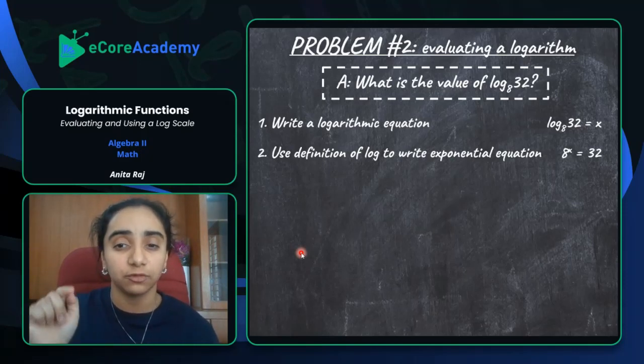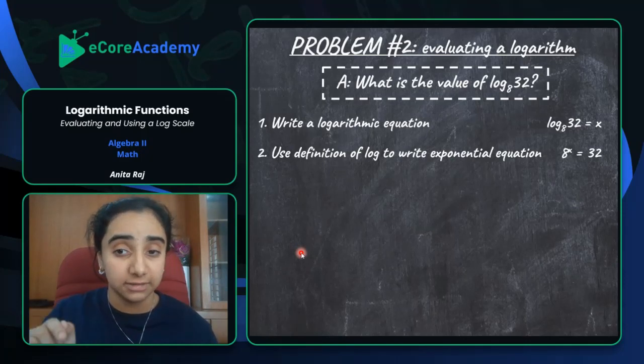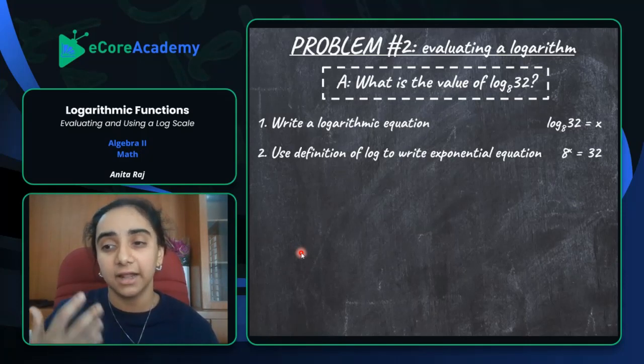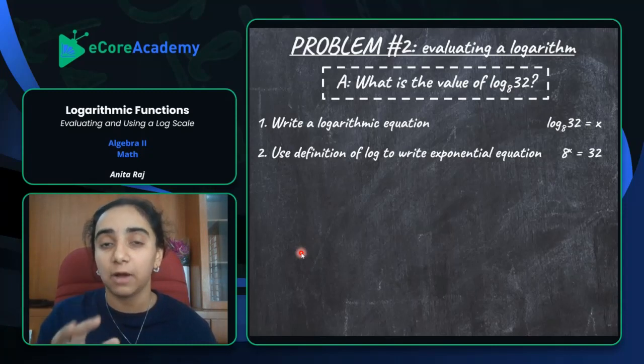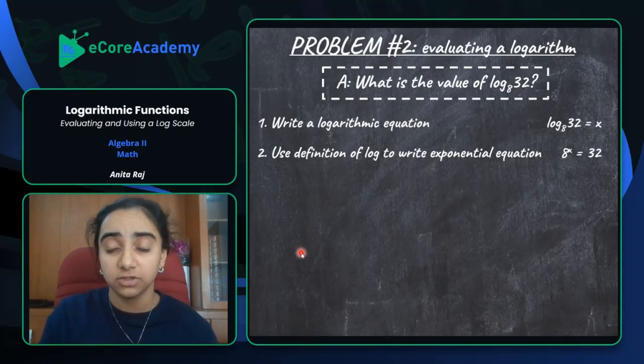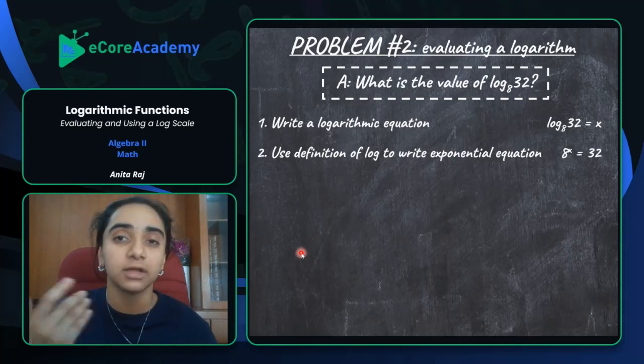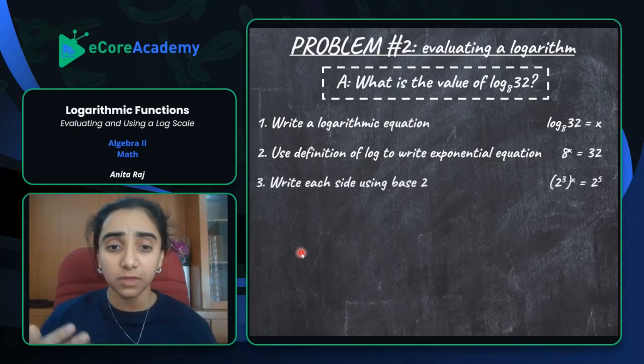So if we're writing this log in x as an exponential equation, it's 8 to the power of x equals 32. We're trying to find out what power we're raising 8 to, so that's x, an unknown power, to get 32. The next step is to write each side using base 2.